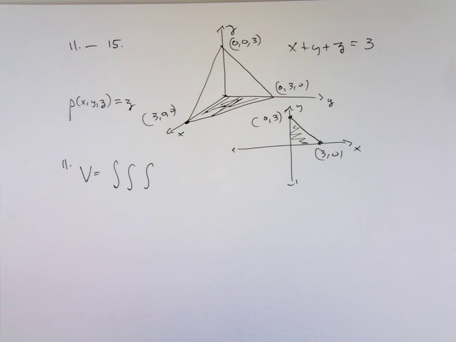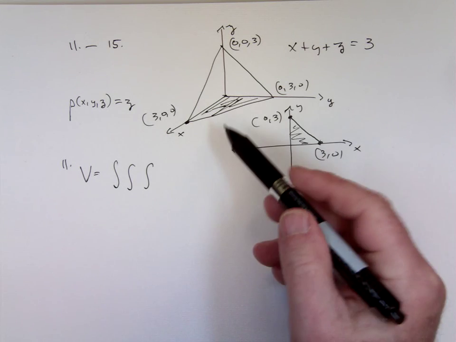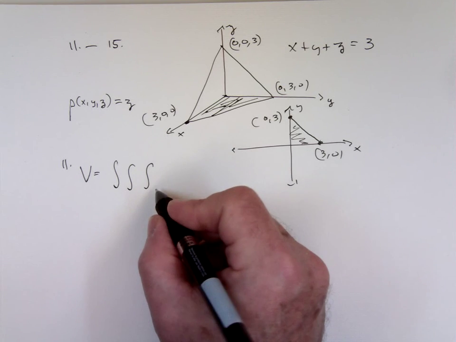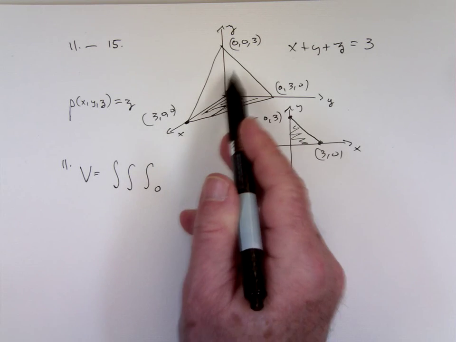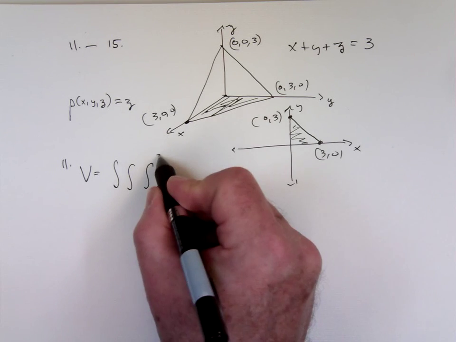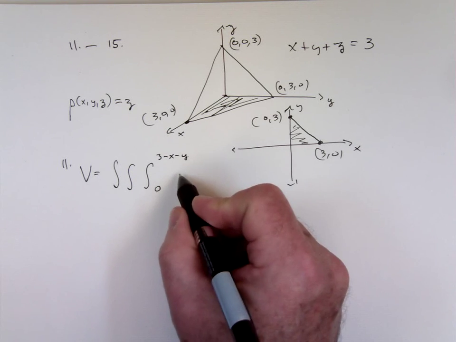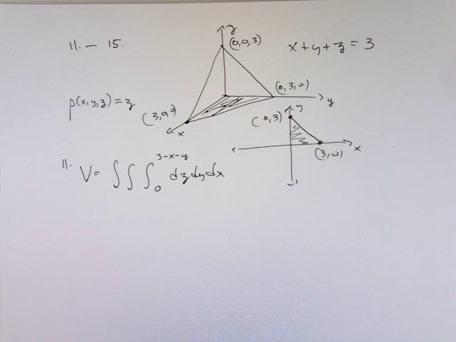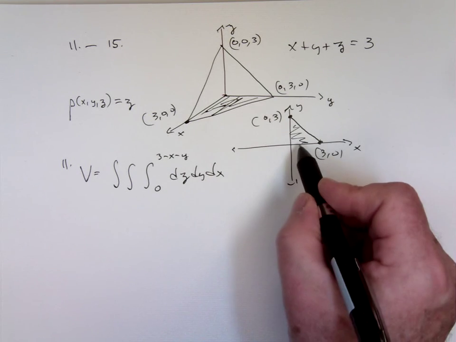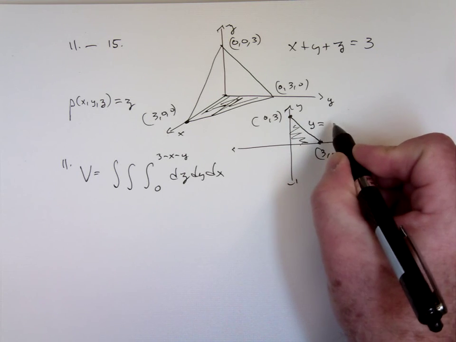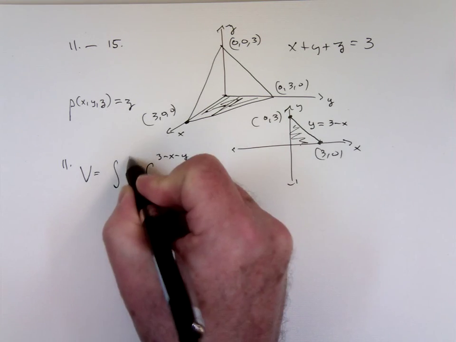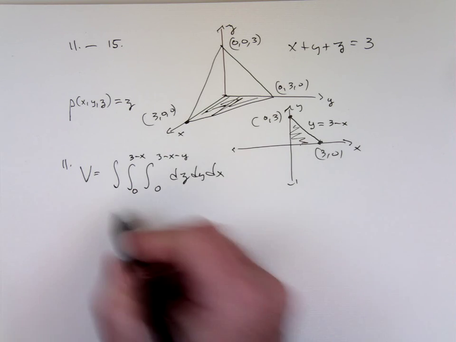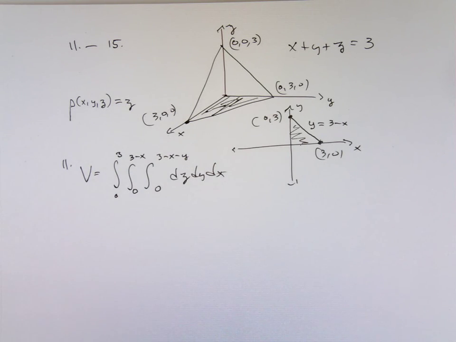We have a triple integral here, and what we're going to do is go from bottom to top. So the bottom surface is 0 to the top surface, which is our plane. That's 3 minus x minus y. Right here. That's dz, dy, dx. And the y limits are going to go from bottom to top. This line is y equals 3 minus x. And the x's will go from 0 to 3. This triple integral will give us the volume underneath that plane over that triangular region.